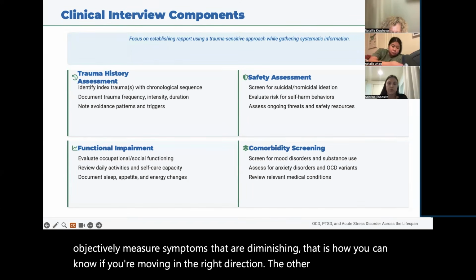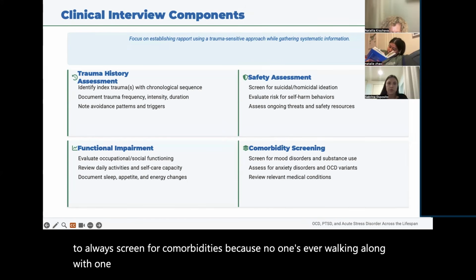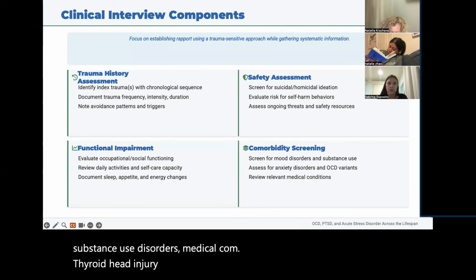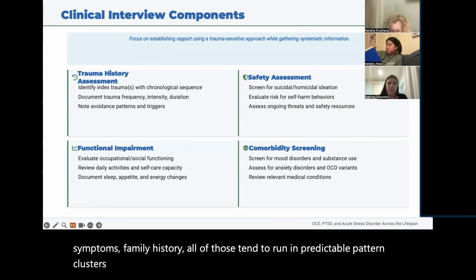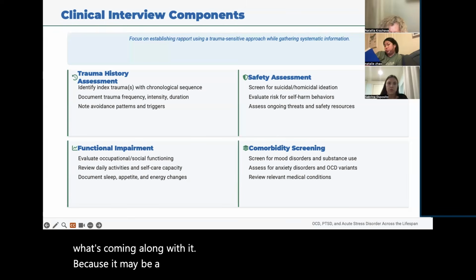The other thing, of course, is to always screen for comorbidities, because no one's ever walking along with one diagnosis. Screen broadly for mood disorders, anxiety disorders, substance use disorders, medical comorbidities: thyroid, head injury, chronic pain, chest pain, cardiovascular symptoms, family history. All of those tend to run in predictable pattern clusters. So don't just identify the primary disorder; you have to figure out what's going along with it, because it may be a perpetuating factor. It's like this is science and hospitality.